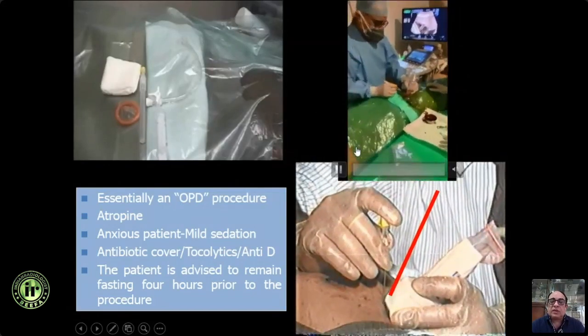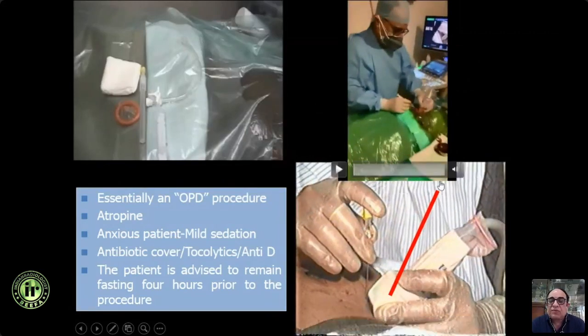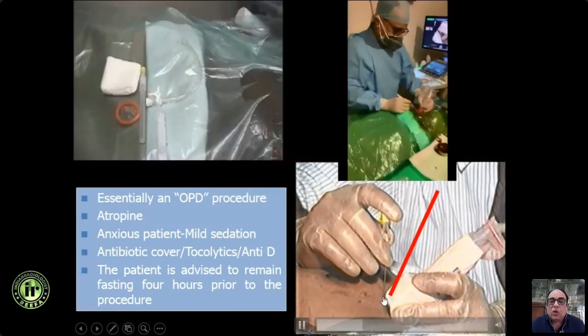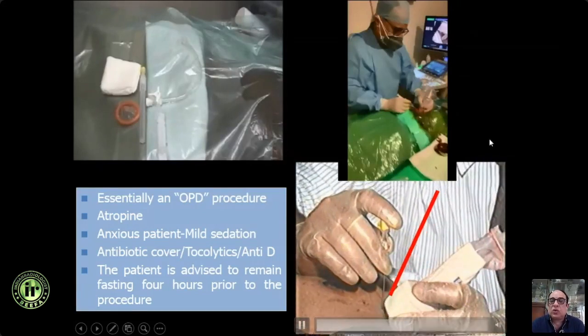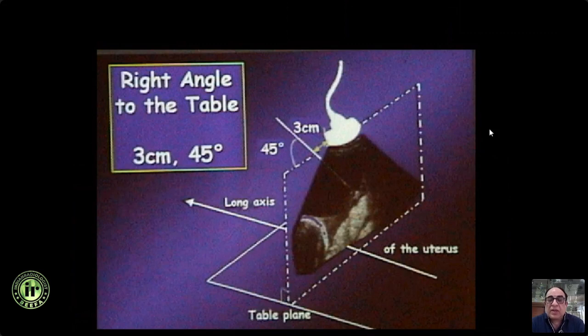This is the important procedure. The needle should be at 45 degrees to the vertical, and the probe should be at 45 degrees to the vertical, so both should be at 90 degrees to each other. And then you watch the movement of the needle as you go through into the fetal abdomen. Again, this principle is very, very important. I apologize for the poor quality of the image, but that's the only image I've ever found.